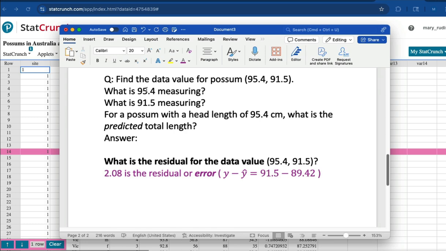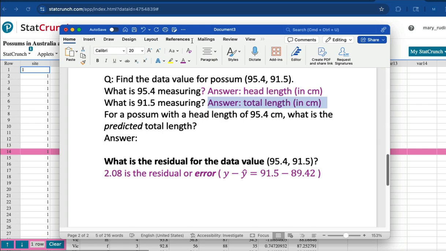So the first thing is, what is 95.4 measuring? The answer to that is, it is head length in centimeters. And then what is the 91.5 measuring? The answer to that question is that it's the total length. That is the total length of the possum in centimeters. That's its body length.